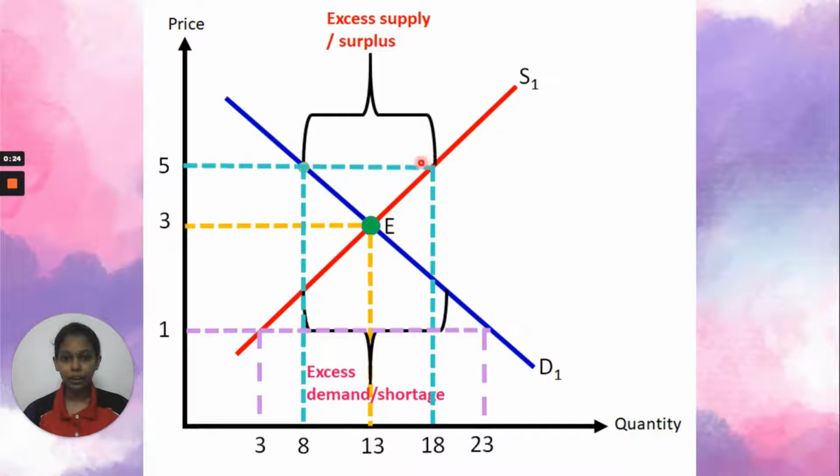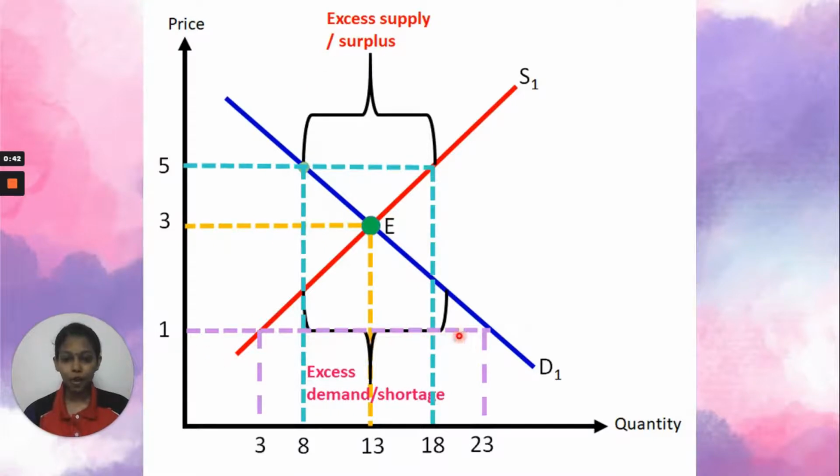At the price 5, quantity demanded is 8 and quantity supplied is 18. This shows that the quantity supplied is more than quantity demanded. In this situation, a surplus occurs, which is also called excess supply.